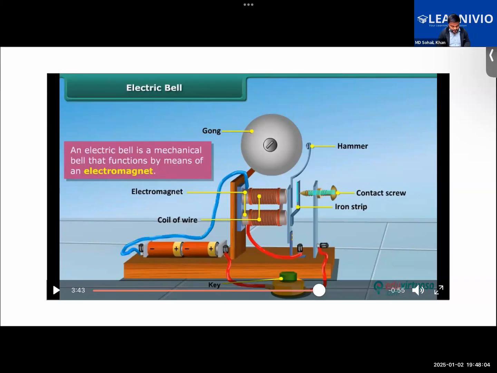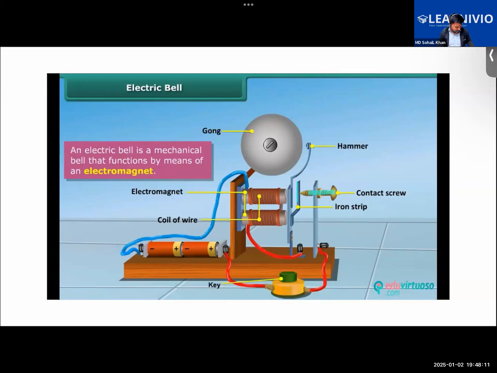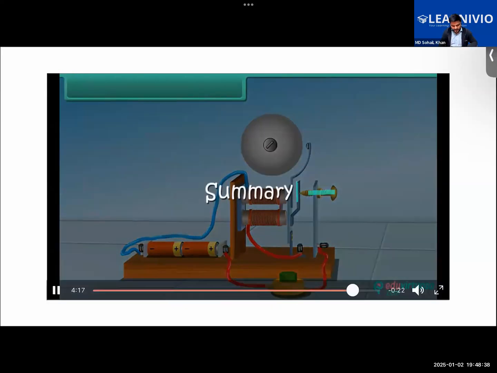A strip with a hammer at one end is kept close to the electromagnet. There is a contact screw near the iron strip. When the iron strip is in contact with the screw, the current flows through the coil, turning it into an electromagnet. It then pulls the iron strip. In the process, the hammer at the end of the strip strikes the gong of the bell to produce sound. Summary. So, got it, how it is working?